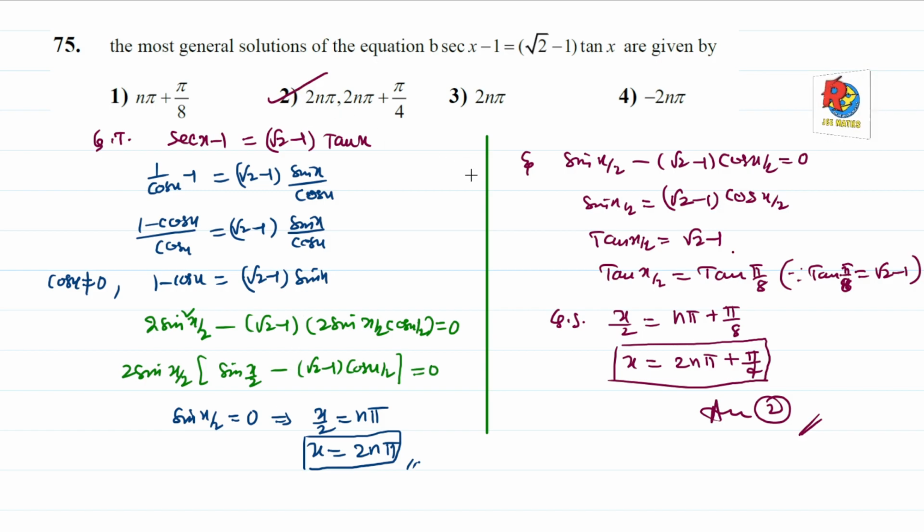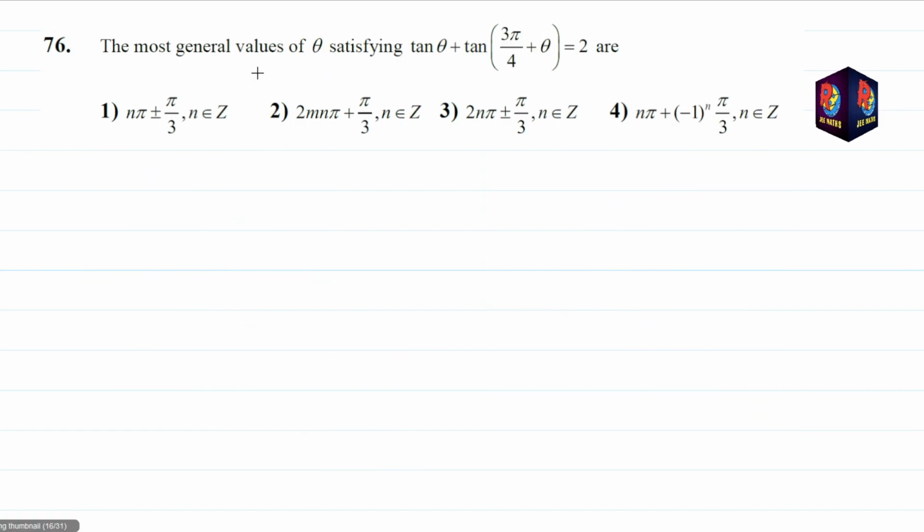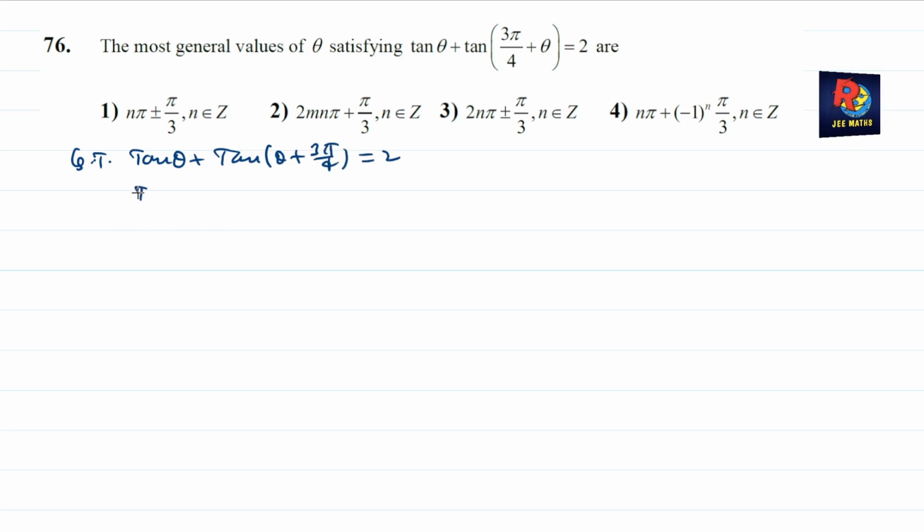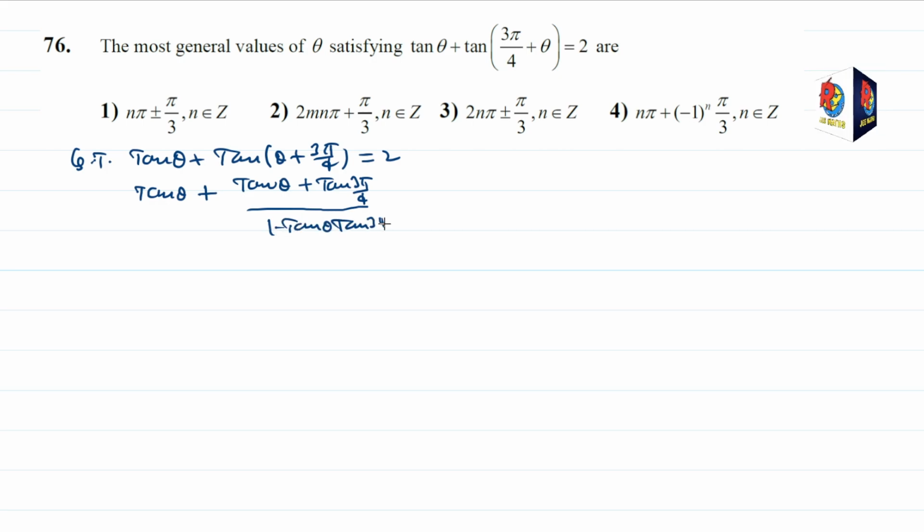Next, the 76th. If I go for the 76th, the given information is tan of theta plus 3 pi by 4 equals 2. We can apply the tan of a plus b formula: tan theta plus tan b by 1 minus tan a tan b.